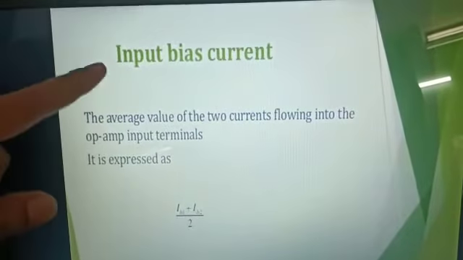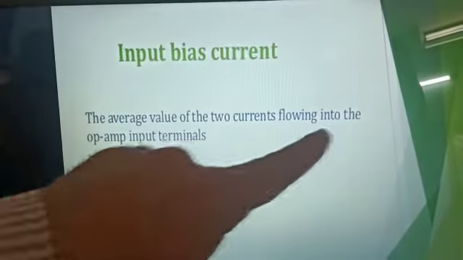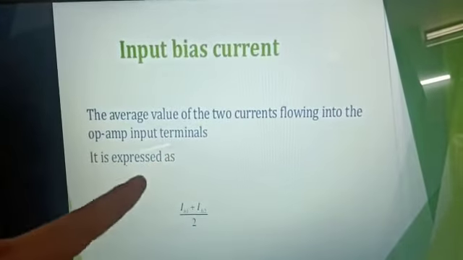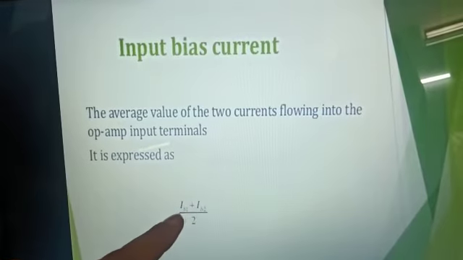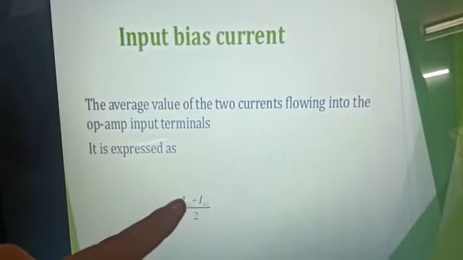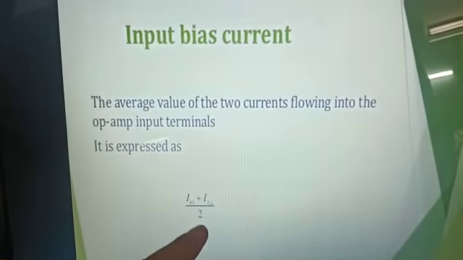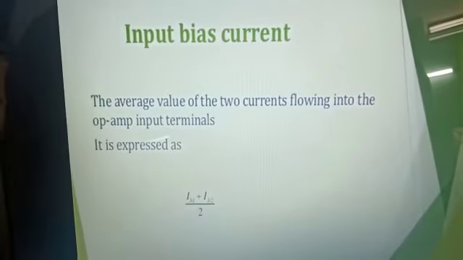Then another is input bias current, the average value of the two currents flowing into the op amp input terminals. It is expressed as IB equals (IB1 plus IB2) divided by 2, the average of the inverting input current and the non-inverting input current. Two inputs means divide by 2. That is the input bias current.